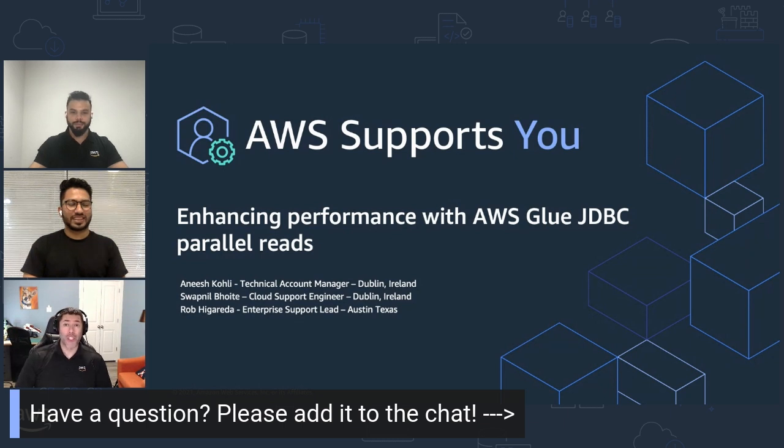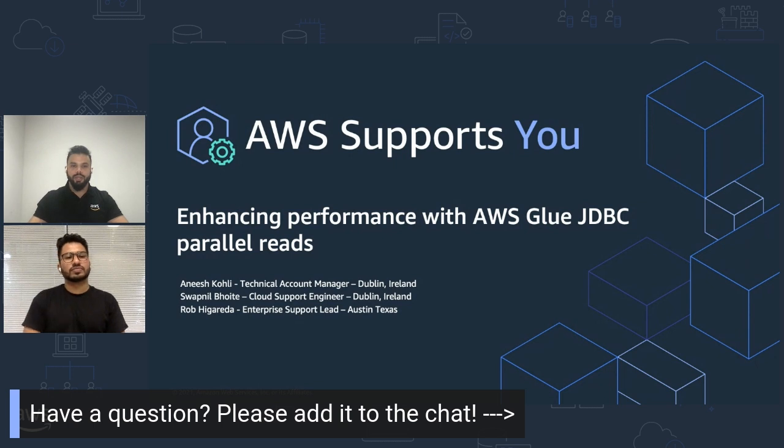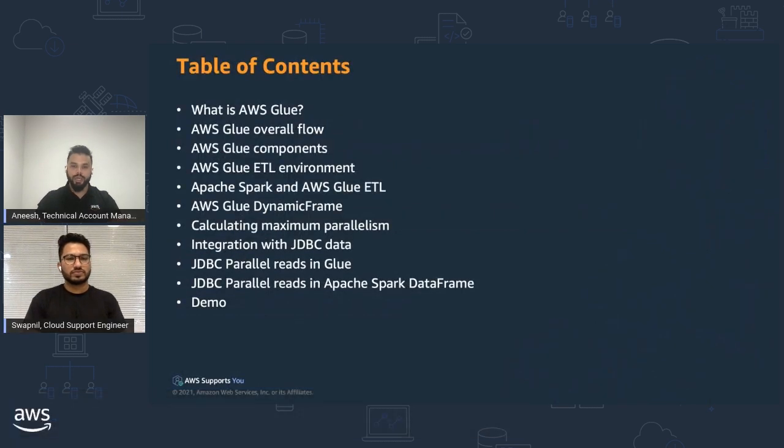Anish, can you go ahead and walk us through what we're going to be talking about today? Yeah, sure, Rob. So in today's section, we have broken down the presentation into two sections. In the first section, I will be going through what is AWS Glue as a service. We'll have a quick look at the overall flow of Glue in terms of ETL jobs. We'll be then looking at AWS Glue components, and then we'll have a look how Glue is built over Spark core, and be discussing about Glue DynamicFrame and Spark DataFrames.